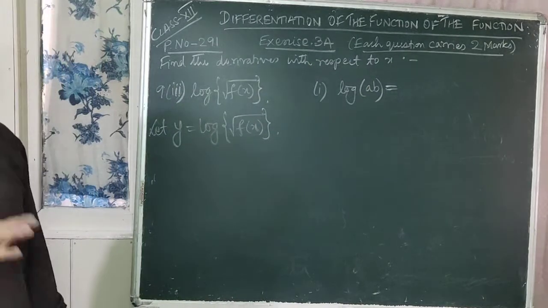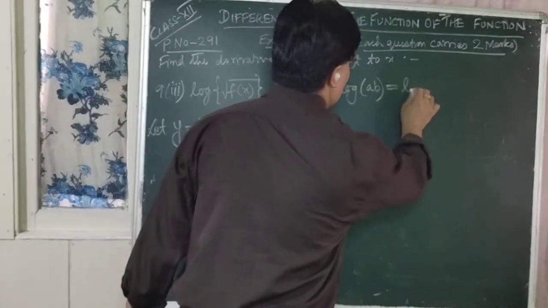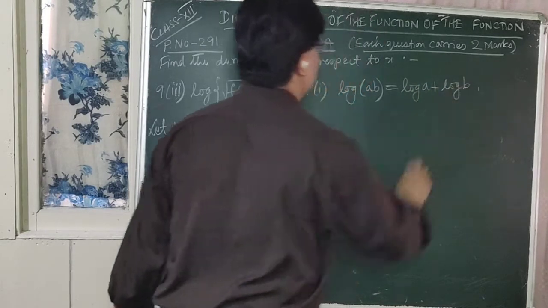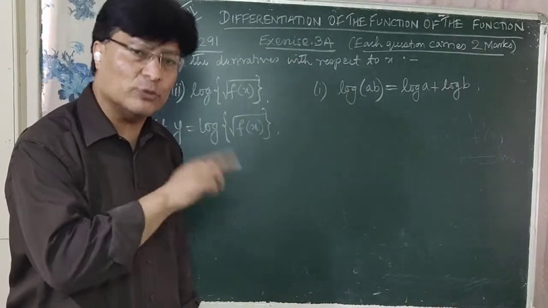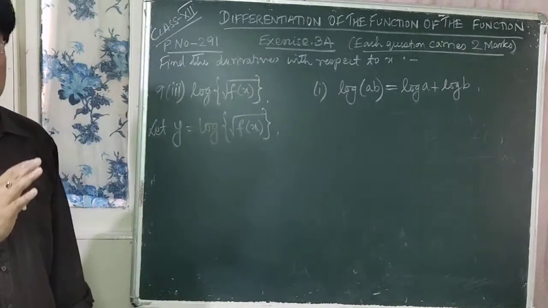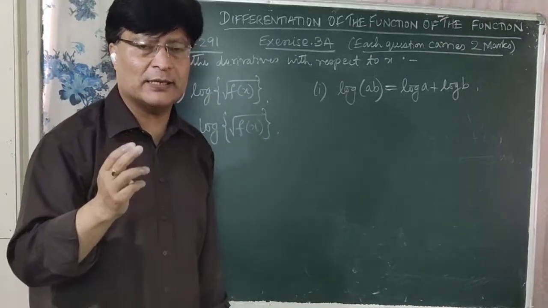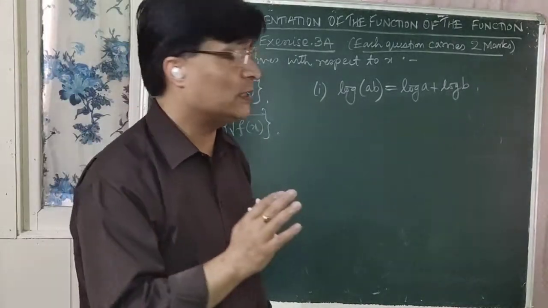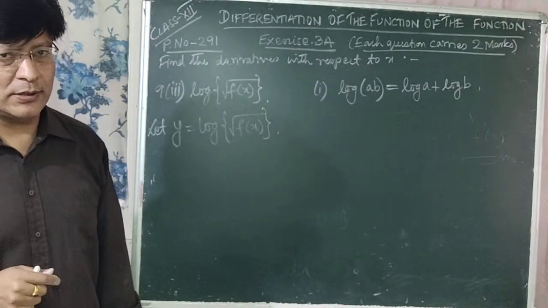What is the logarithm of the product of two numbers? It is equal to the sum of their logarithms, that is, log A plus log B, right? This property is true not only for the product of two numbers, but for the product of more than two numbers. If you have log of ABC, then log A plus log B plus log C. If you have log of ABCD, then you can write log A plus log B plus log C plus log D, and so on, right?